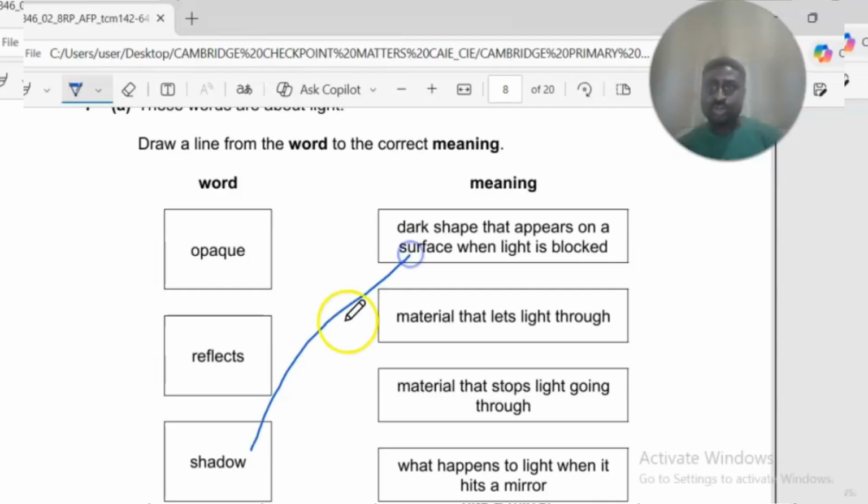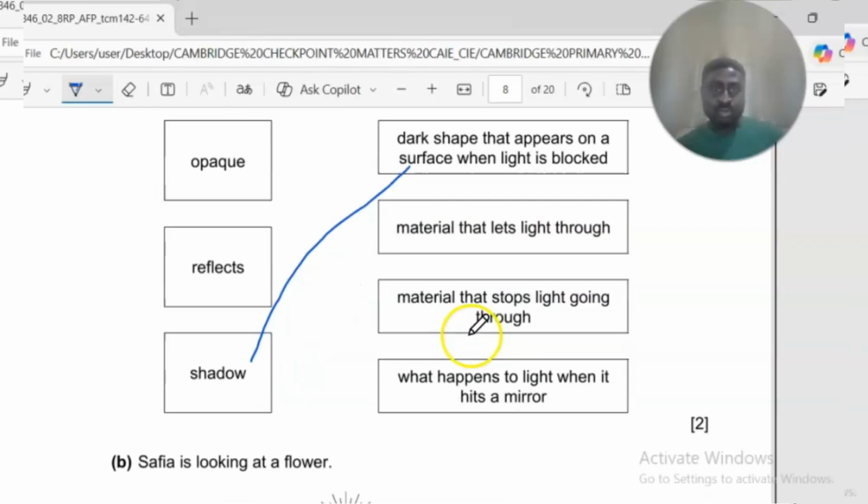It just depends on which one you want to start with. But this meaning best describes shadow. It's a dark shape that appears on a surface when light is blocked, from my earlier illustration. Then if you move on, the next meaning here says material that lets light through. Is it reflects? The answer is no. Is it opaque? No. So this is actually the distractor here.